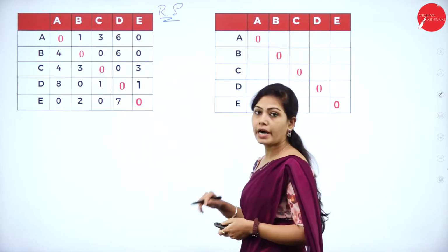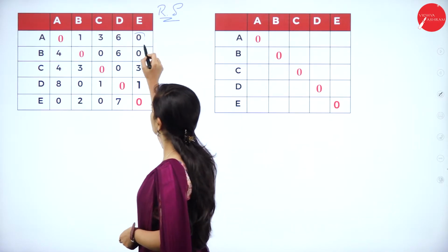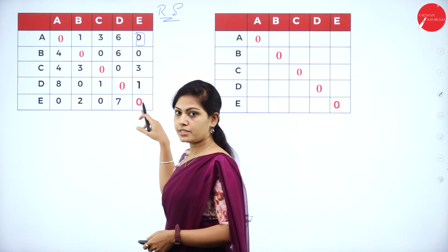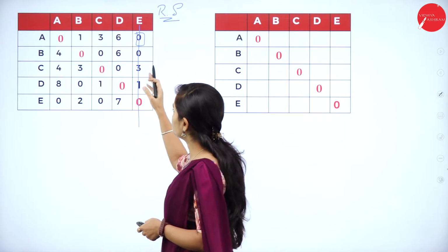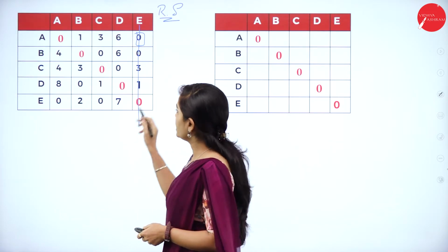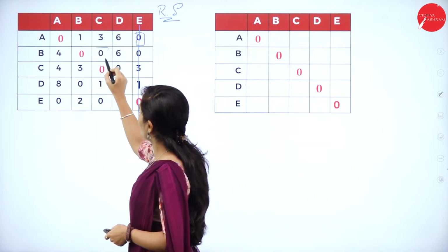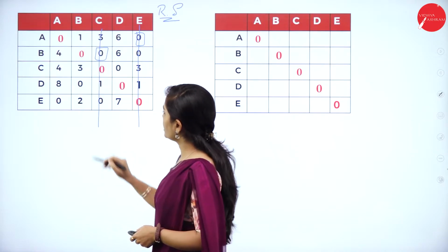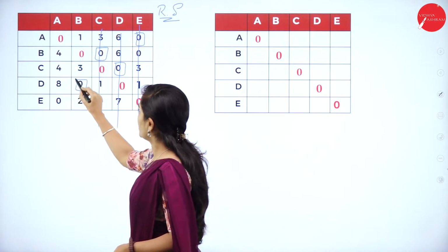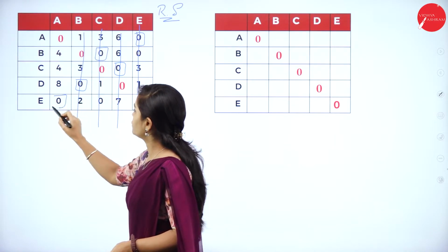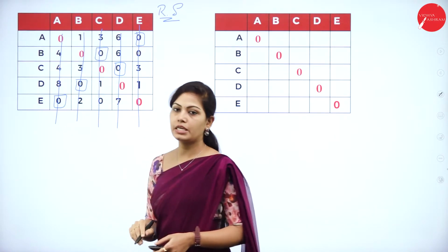In the first row, I have 1, 0, except this diagonal matrix. I have 1, 0, put a square box around that 0 and put a vertical line. And in the second row, I have 1, 0. In the third row, I have 1, 0. In the fourth row, I have 1, 0. In the fifth row, I have 1, 0.